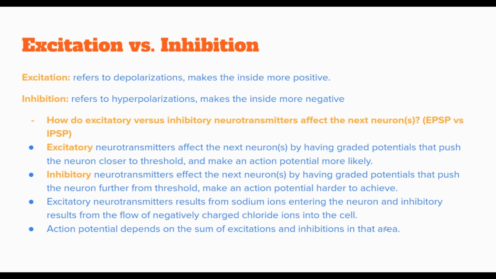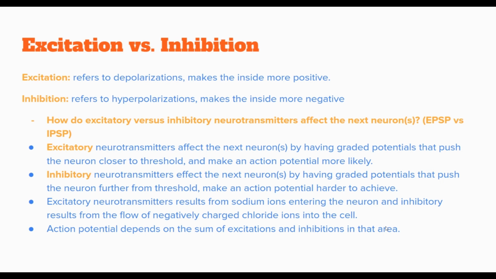PSP versus IPSP. Excitatory neurotransmitters affect the next neuron or neurons by having graded potentials that push the neuron closer to the threshold and make an action potential more likely. Inhibitory neurotransmitters affect the next neurons by having graded potentials that push the neuron further from the threshold and make an action potential harder to achieve. So excitatory makes the action potential more likely, and inhibitory makes the action potential harder to achieve.